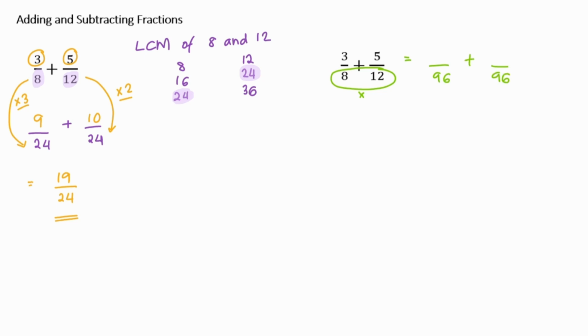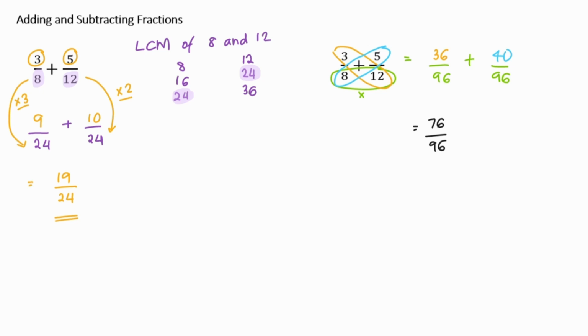To get the numerator for the first fraction, we want to multiply the 3 across with the denominator of the second, which is 12. So 12 times 3 gives us 36, so we could put 36 there. And to get the numerator of the second fraction, we want to multiply across with the denominator of the first fraction. So 5 times 8 is 40, and we can write 40 as our second numerator. We then need to add both the numerators, so 36 plus 40 gives us 76, and the denominator remains 96.